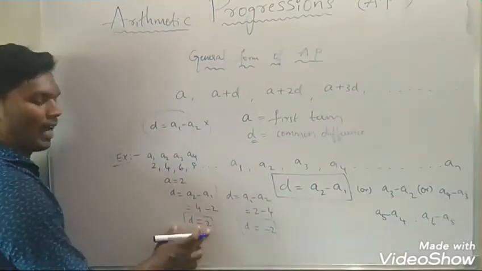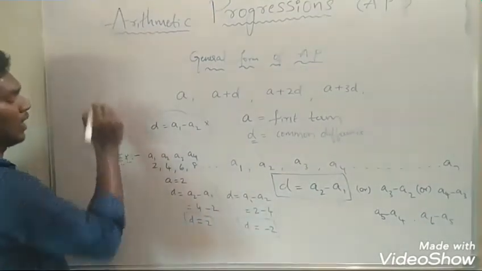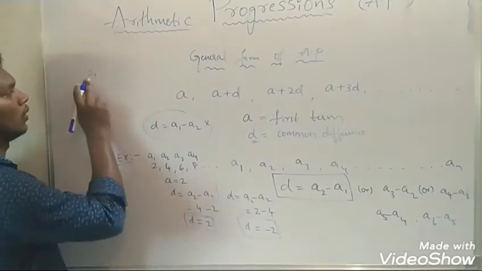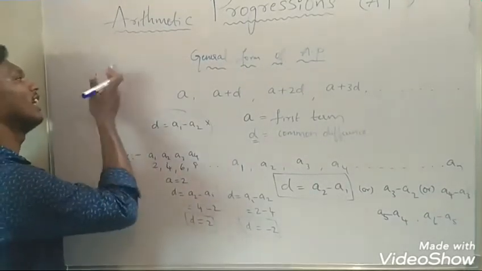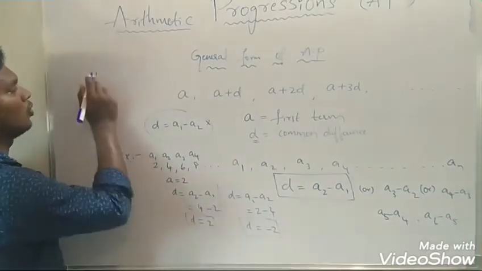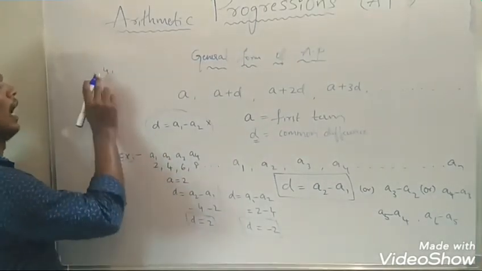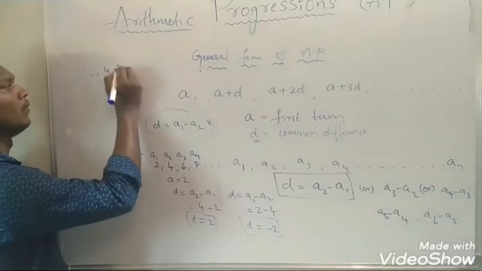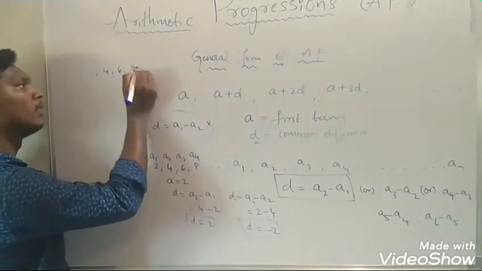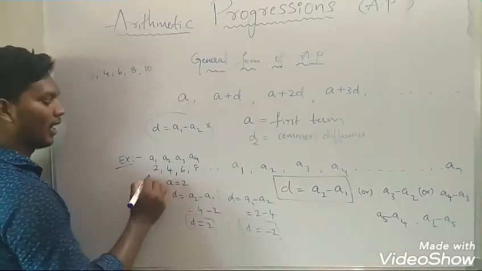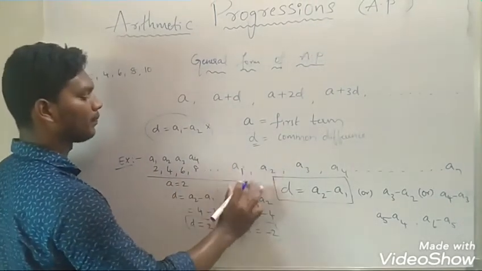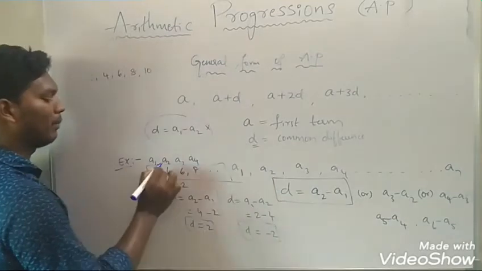So we must add the common difference to the first term. The first term is 2. According to the definition, we add the common difference to get the next term. The common difference is 2. 2 plus 2 is 4, and after 4, again add 2, so 6, again 2, 8, and 8 plus 2 is 10, and so on. So I got the exact AP which was given.